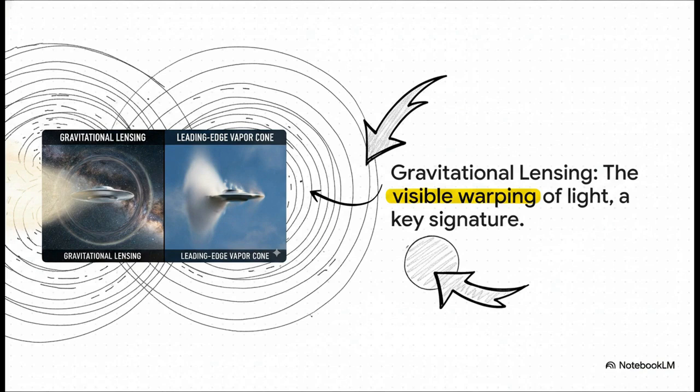Now, the idea here is actually pretty simple. If a craft is powerful enough to bend space-time in order to move, it should also bend the light that passes around it. So what would you see? You'd see background stars or clouds literally warp and distort as the object flies past. This is the first potential optical signature of a real-life gravity drive.